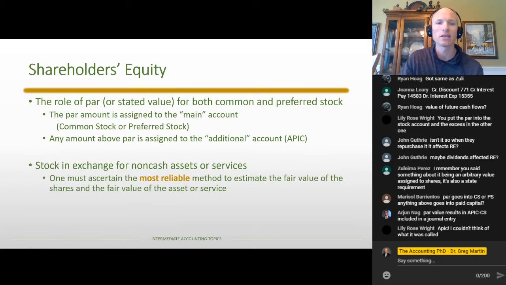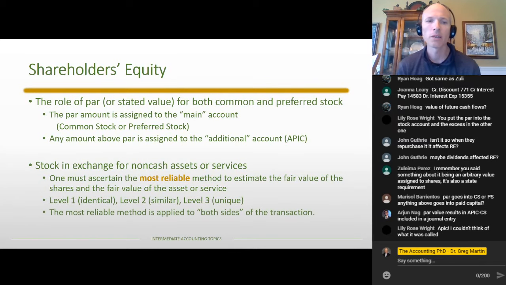And again, this is similar to what we just talked about. You have to figure out the most reliable method to estimate the fair value of the shares and the fair value of the asset or service. And again, we have level 1, level 2, level 3. And the most reliable method is applied to both sides of the transaction.